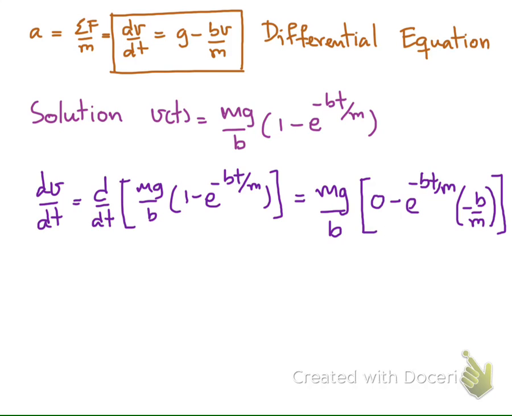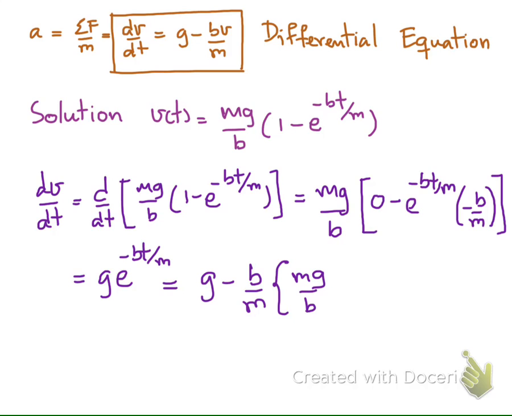Okay, and finally we have that this term is equal to g e to the power of minus bt over m, and this is equal to g minus b over m of mg over b of 1 minus e to the power of minus bt over m.